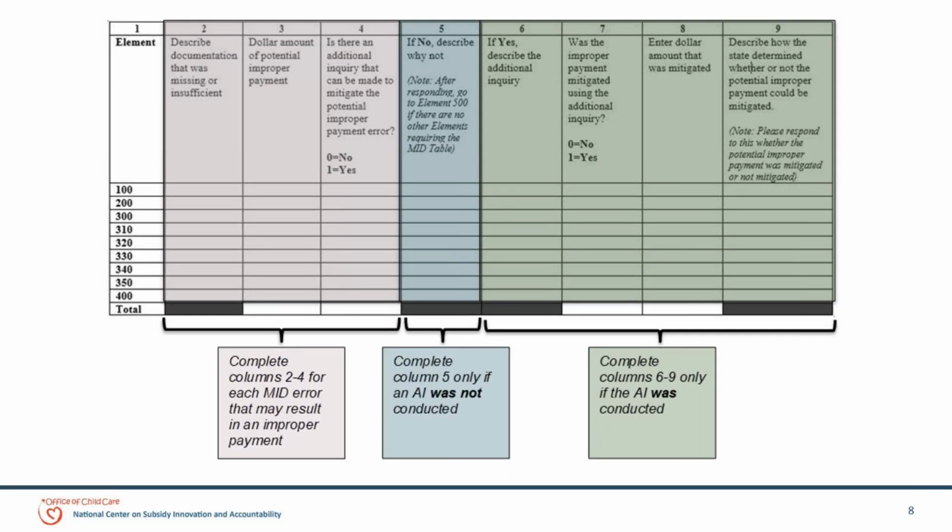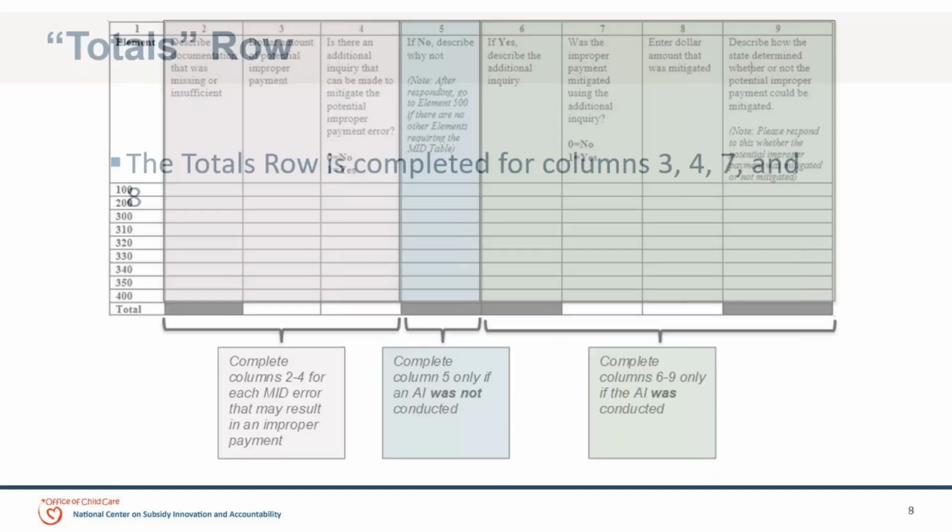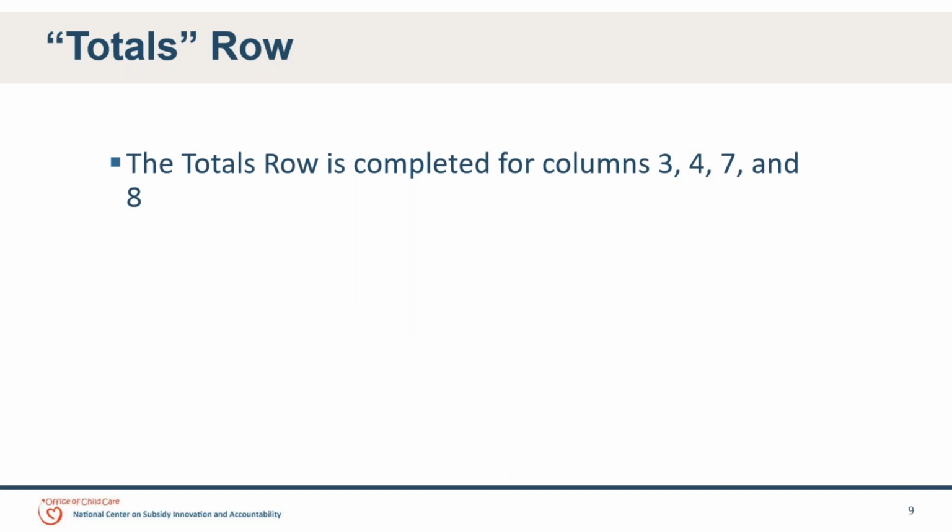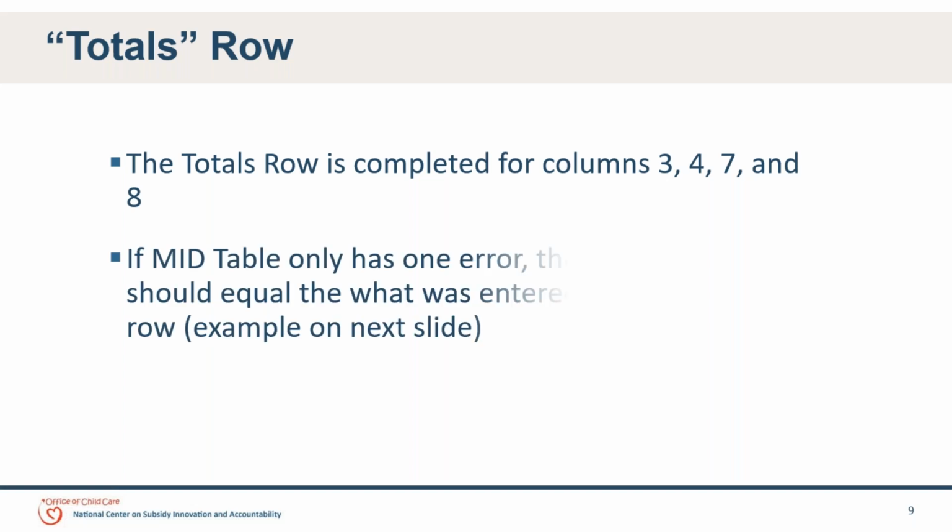I'm going back to this slide for a moment. You can see on the Midtable, the very bottom row is where the totals are recorded for certain columns. The totals are completed for columns 3, 4, 7, and 8. The goal for this totals row is to gather information that feeds into element 500 if you're using the new template. And regardless of which record review worksheet template you're using, this information is also used to complete items in the ACF-404 final report. So it's very important to make sure that this data is being collected accurately. Completing this totals row has been the source of some confusion, and we completely understand that. So I'm hoping to clarify this, both on this call as well as in the handout.